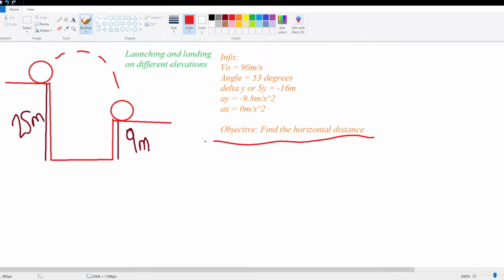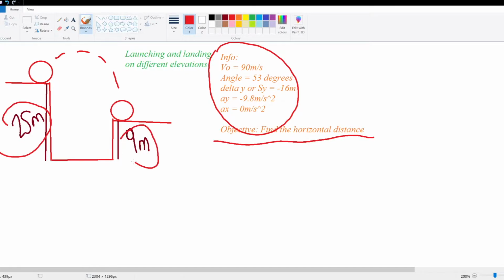Now, this is our info, and we know that V initial is equal to 9 meters per second, our angle is 53 degrees, our delta y or sy is equal to negative 16 meters because 25 minus 9 is 16, and our acceleration in the y direction due to gravity is negative 9.8 meters per second squared, and there isn't any horizontal acceleration. And our objective: find the horizontal distance.